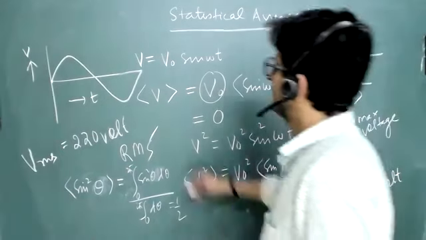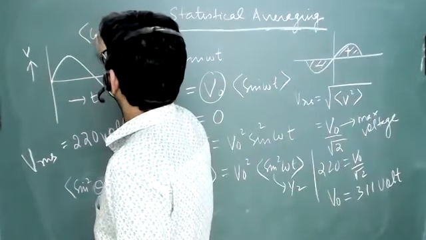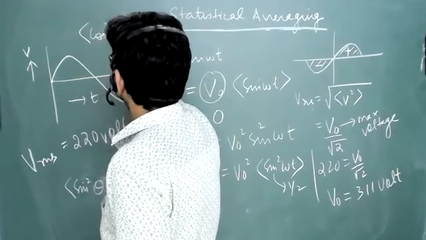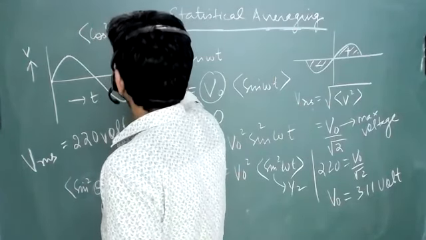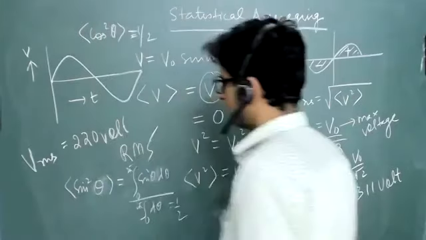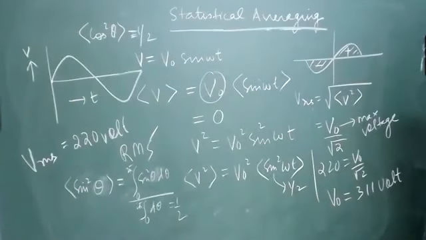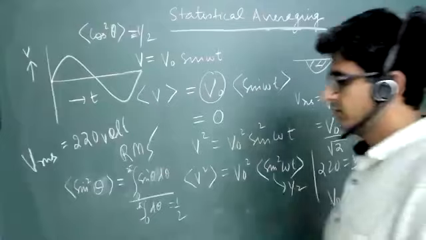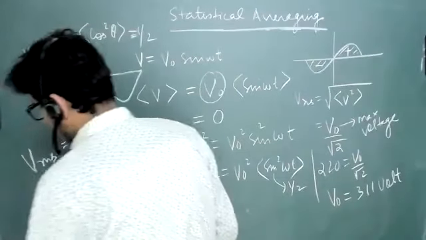ठीक है? Average of cos square theta will also be equal to half. Is that fine? So Yes, sir. इसमें किसी को कोई doubt है तो पूछ सकते हो. This is how the average thing goes.